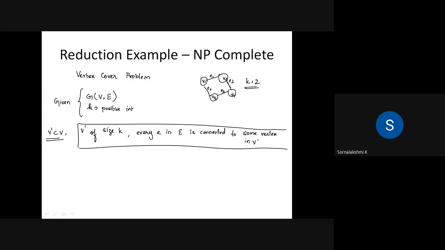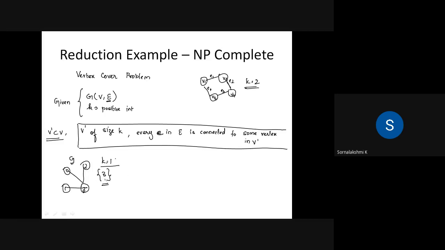Given a size k and the graph G, I should take a subset out of the vertices, V dash of size k, such that every edge in the graph is connected to some vertex in this V dash. For example, I have a graph like this. Let me say this is 0, this is 1, this is 2, and this is 3. Now what is the vertex cover for this of size 1? I can say 3, k is equal to 1. So given this graph and k equal to 1, the minimum vertex cover is 3.